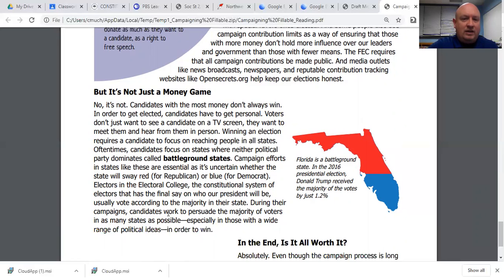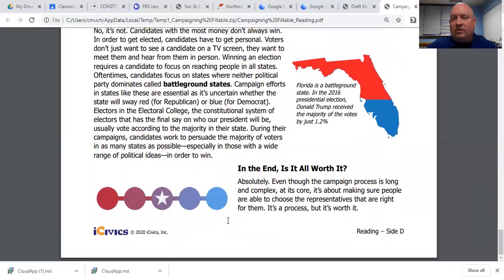During their campaigns, candidates work to persuade the majority of voters in as many states as possible, especially in those with a wide range of political ideas, in order to win. Michigan this time around is one of those battleground states. Florida is a battleground state this year. Arizona, Wisconsin, Minnesota, Pennsylvania, North Carolina, those states are going to hold a huge amount of sway in who's going to win the election in November.